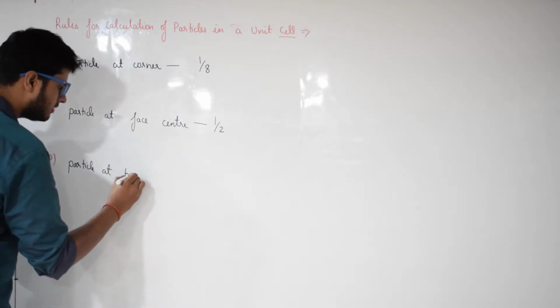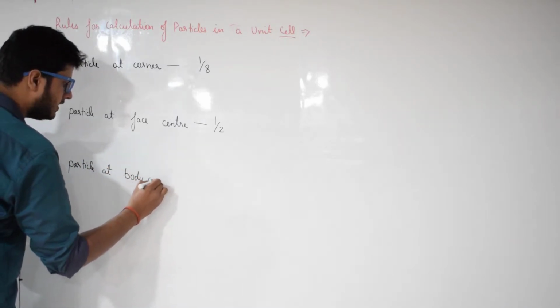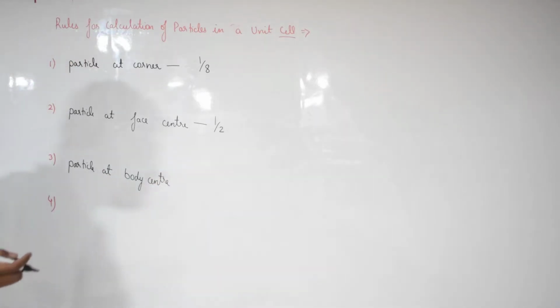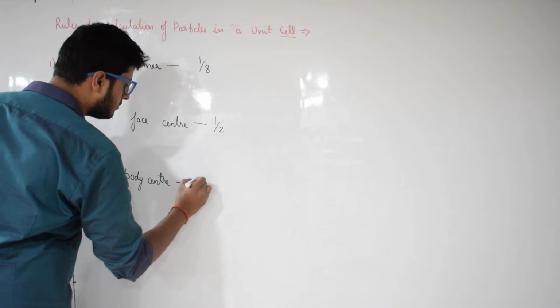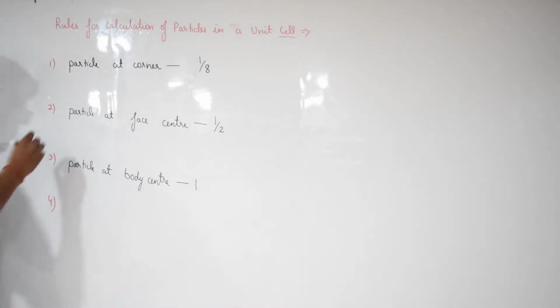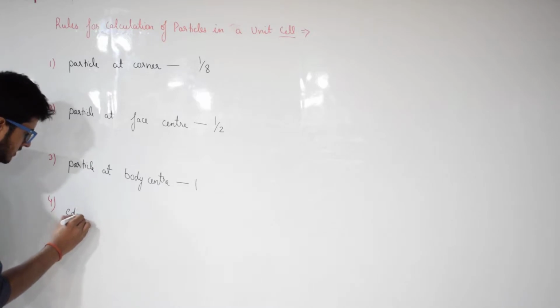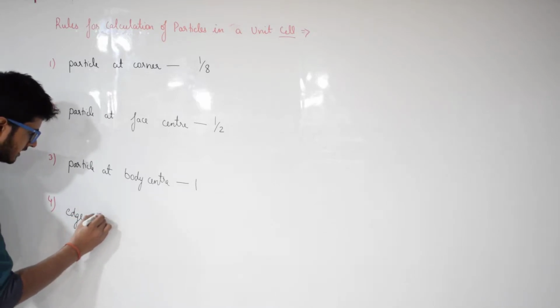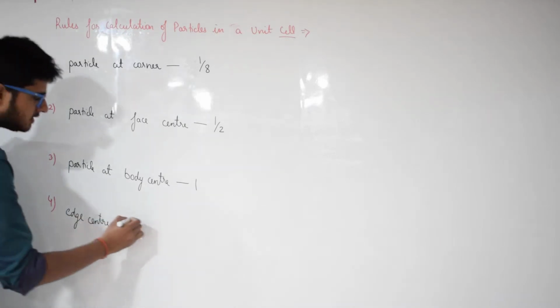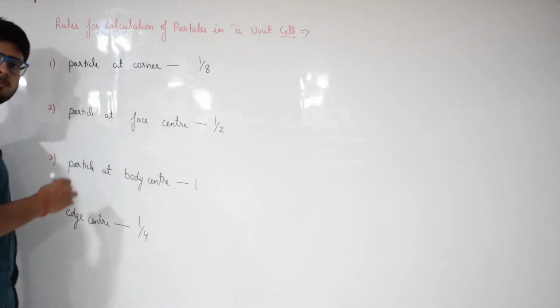The third one is if the particle is present at the body center, then it is not shared by any other particle, and hence its contribution is 1. And the fourth point is if the particle is present at the edge center, then it is shared by 4 other particles, and hence its contribution is 1 by 4.